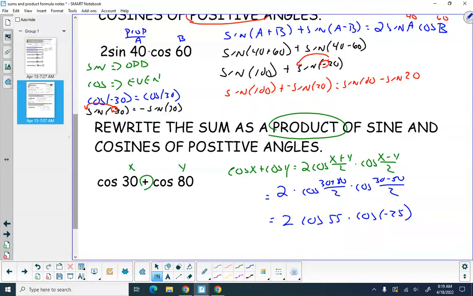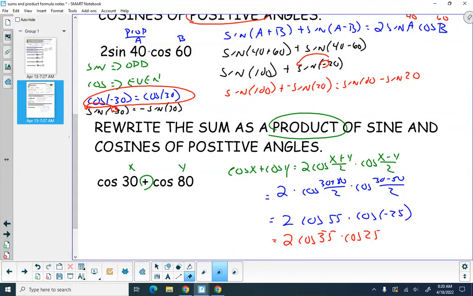But once again, we have a negative angle there. But we now have the cosine. So the cosine of negative 30 is equal to the cosine of 30 because it is an even function. So the cosine of negative 25 is going to equal the cosine of 25. So we can have just sort of like the eraser postulate. So we have cosine of 55 times the cosine of 25.